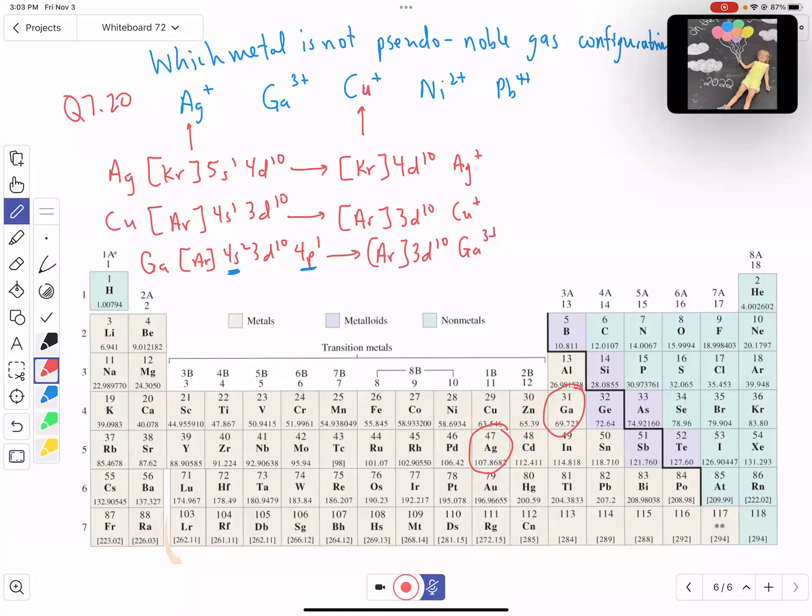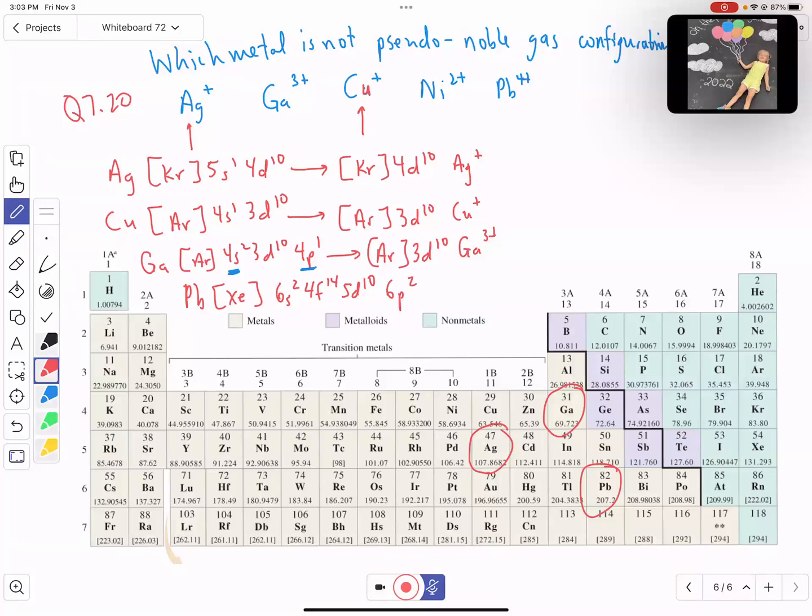Lead, right? Lead 4 plus. Lead is way out here. So lead is xenon, that takes us out to 6s2, 4f14, and then 5d10 takes us to there, and then 6p2 takes us out to lead.